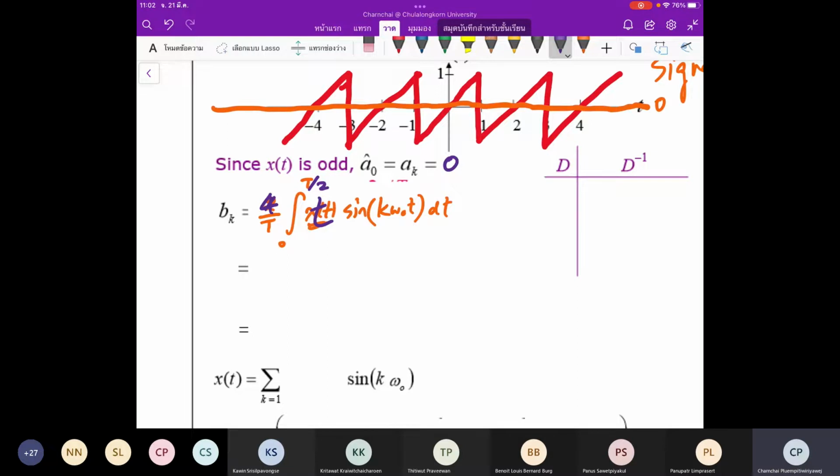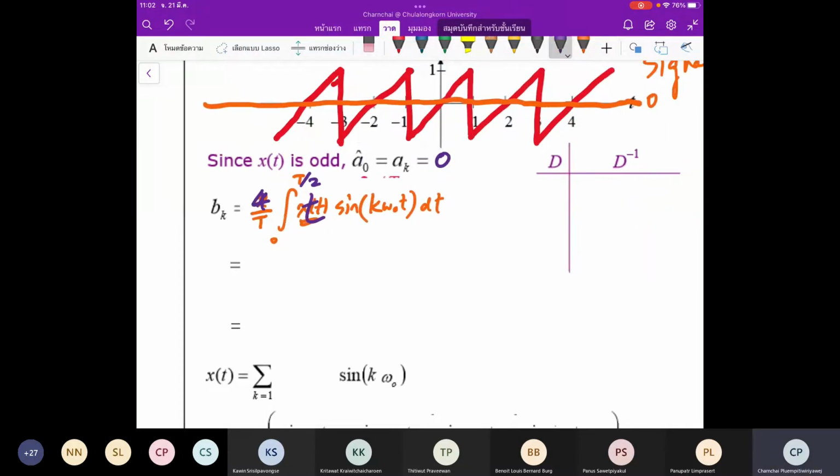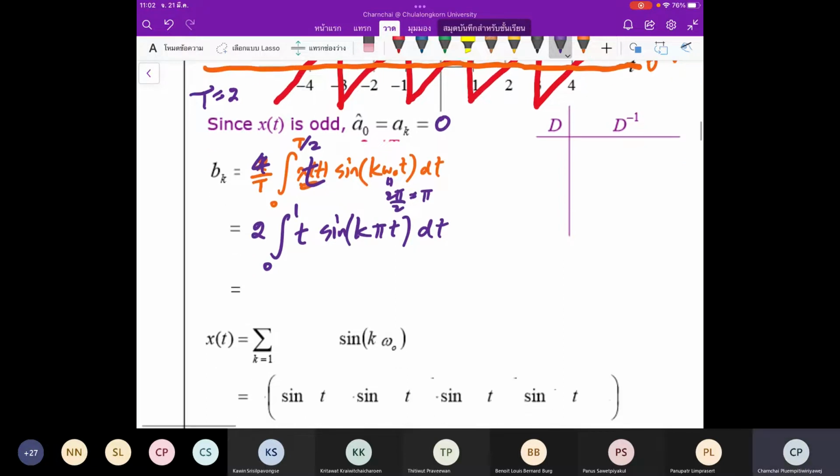So go ahead and integrate this. What do we have? We got 4. Remember, capital T is equal to 2. Half a period is 1, so the whole period will be 2. So we got 2 integral from 0 to 1 of t sine k omega naught t, where omega naught is 2 pi over 2, which is pi, dt.